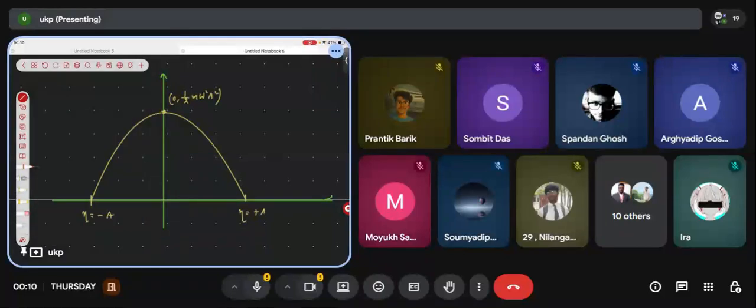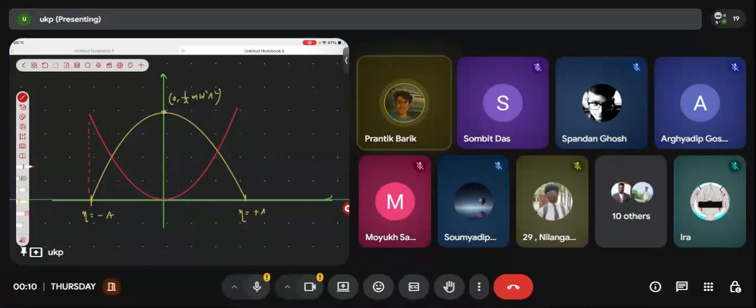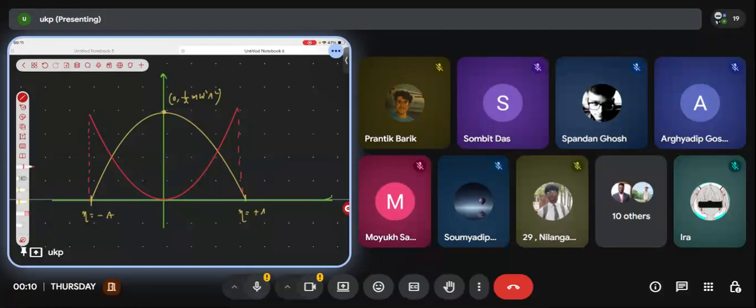Babu, was this the variation of potential energy as a function of x? Confirm me once. Was this the variation of potential energy as a function of x? Yes. And what is the constant value of mechanical energy? Half m omega square.